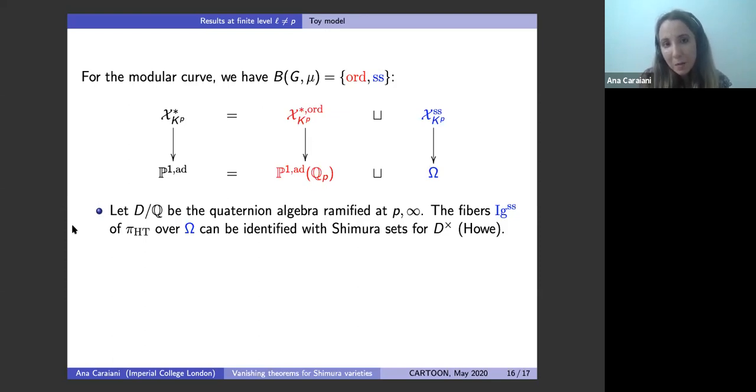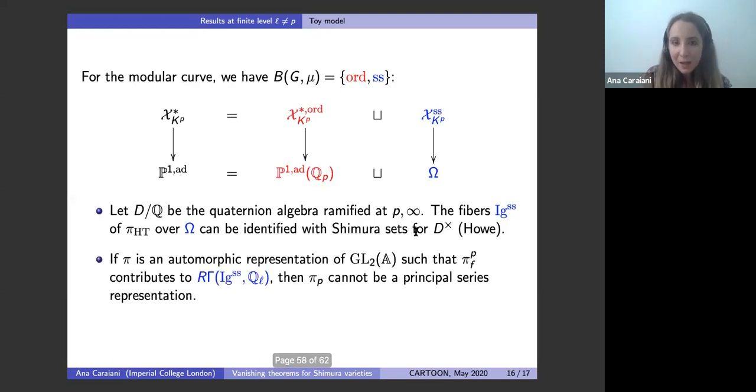All right, and then one nice thing about the fibers that you can really see for the modular curve is that at a point on the Drinfeld plane, the fiber of the Hodge-Tate period morphism can be identified with a profinite set, and in fact, it's a Shimura set for D cross. So these Igusa varieties are actually zero-dimensional in this case. You get a profinite set of points, and this can be identified with a Shimura set for D cross, where D is the quaternion algebra that's ramified both at p and at infinity. And for this precise result, you can find it in a paper of Shan Hao.